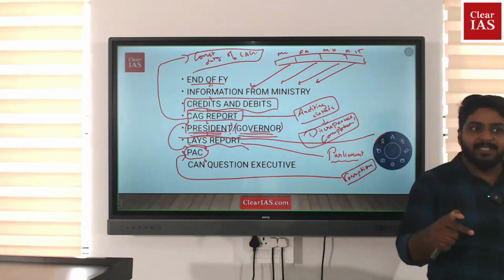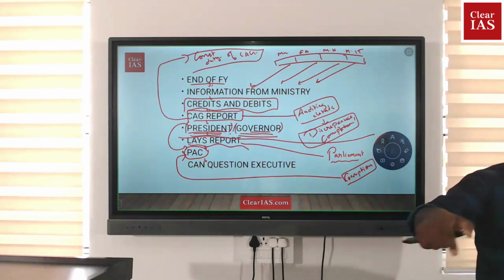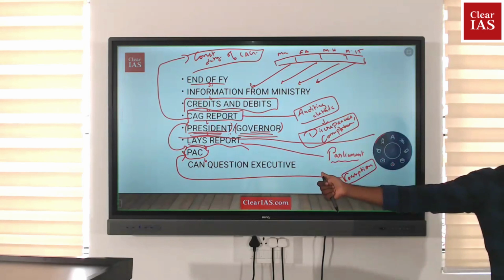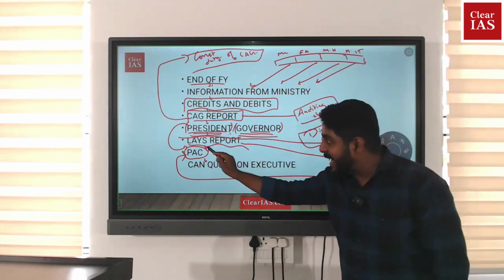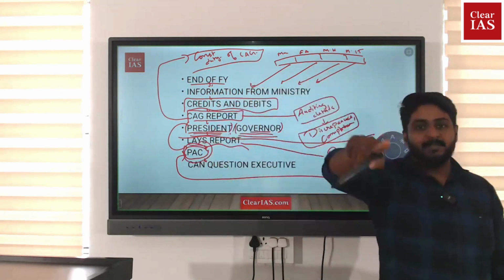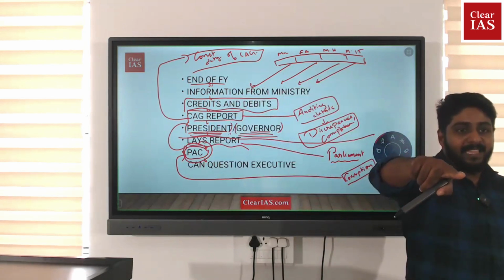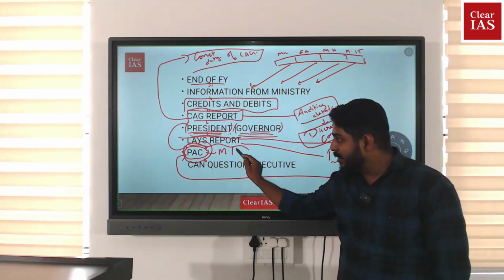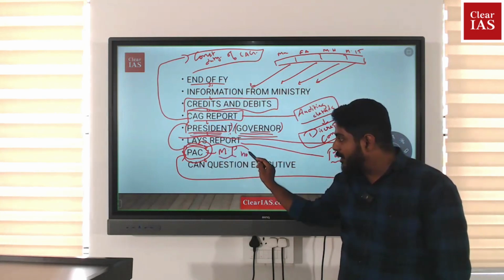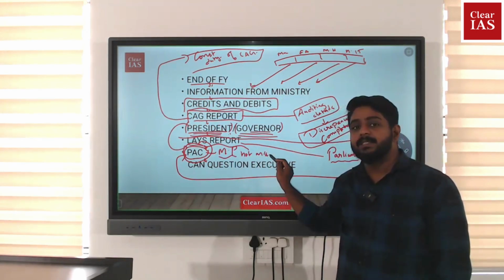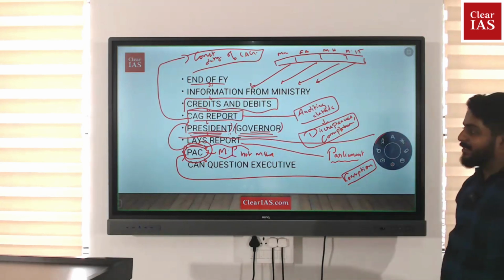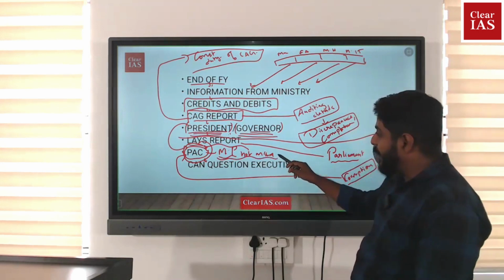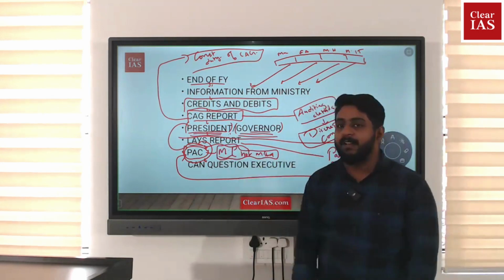No. Why? Because the fund is utilized by the ministers. Now, in that fund, there is some discrepancy which is found by the Comptroller and Auditor General. Now, this will be checked again by the Public Accounts Committee. The Public Accounts Committee will consist of only the members of Parliament who are not ministers. So they will, in fact, question the executive regarding the expenditure.